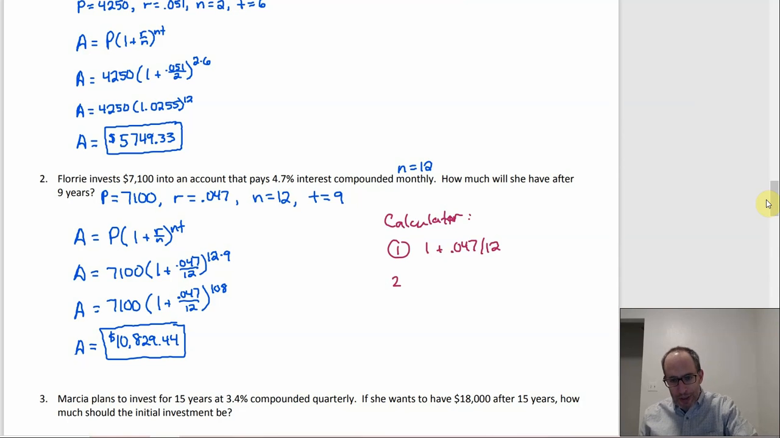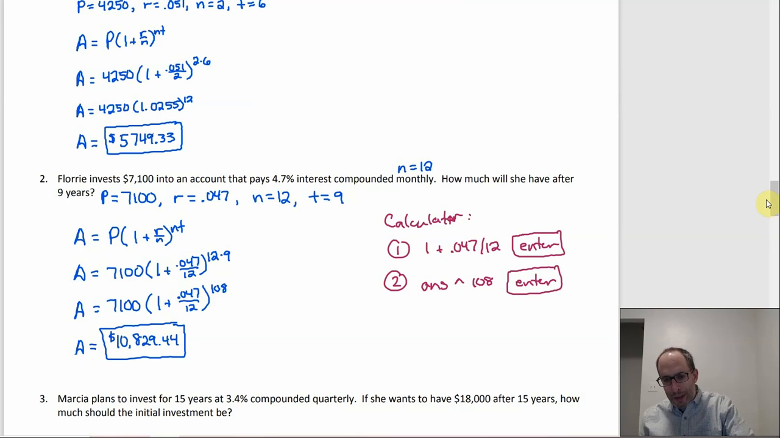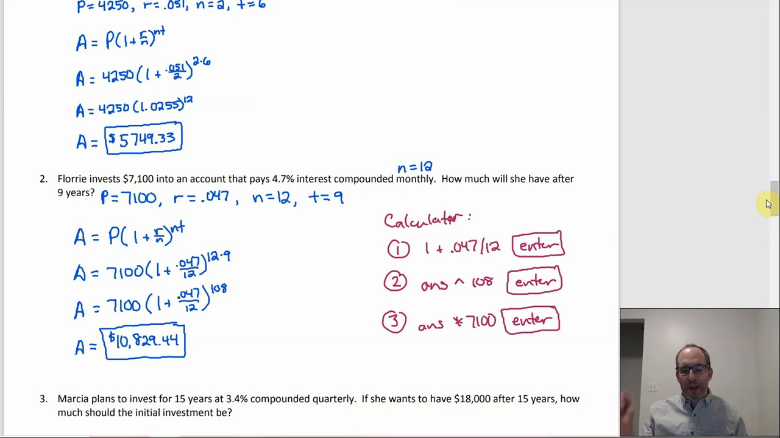Then the second thing is whatever that is. So I would do that and then enter. And then I would have the previous answer, so whatever that is. So answer to the power of 108. And then enter. And then whatever that answer is, I would multiply by 7,100 and then enter, and that's what you're supposed to get. So that's, I think, the way to go.